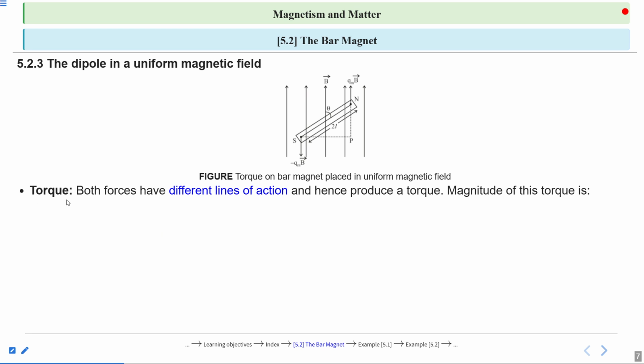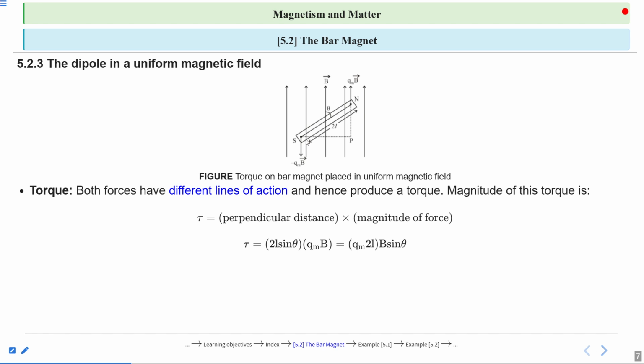So torque. Now we will calculate torque. Both forces have different lines of action and hence produce a torque. The magnitude of this torque is given by tau is equal to the perpendicular distance, this SP, times the magnitude of the force. What is the magnitude of force? Both forces are equal, so the magnitude is QM into B.